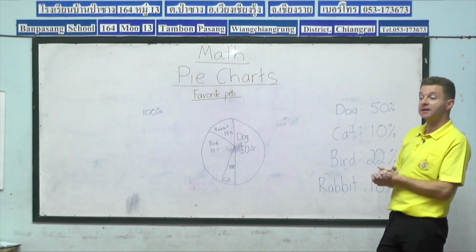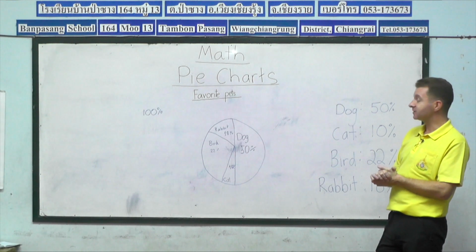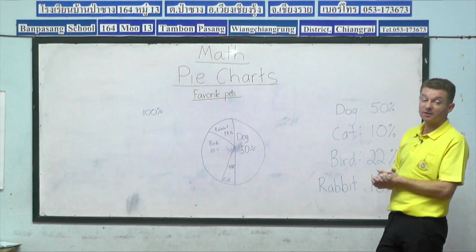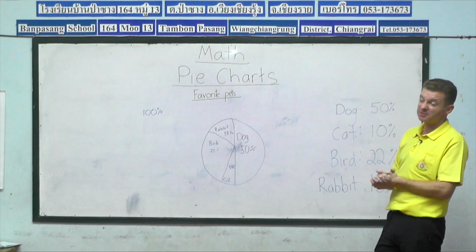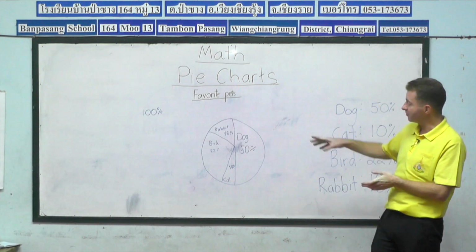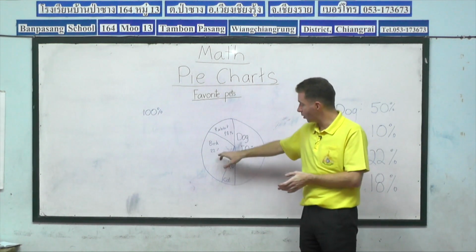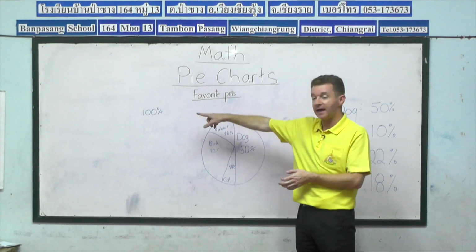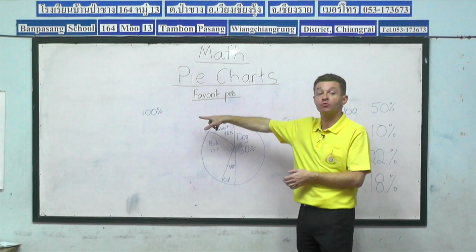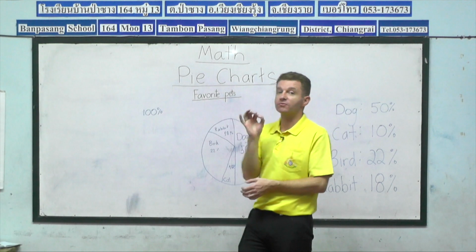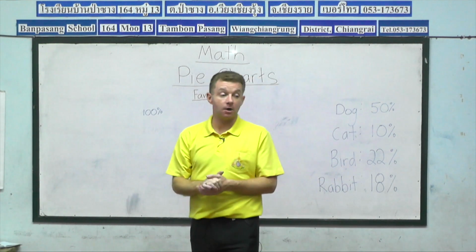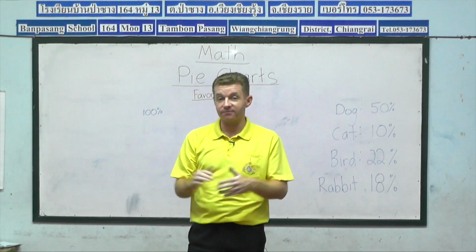Rabbit, how many percent? 80. And then the least popular, the poor cat. How many percent for the cats? 10. But if we take the percentages of all of the different pets, we will get 100%, which is important for all pie charts. Guys, that was brilliant. Very well done.